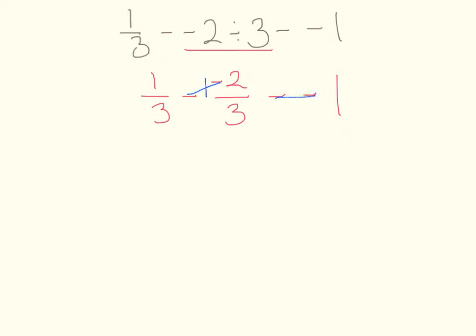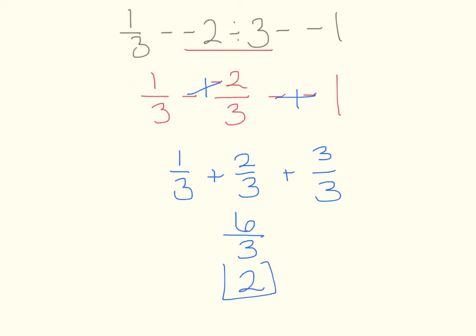Double negative, double negative. So 1 over 3 plus 2 over 3, and I'm going to change this to plus 3 over 3. Then when we add our numerators, 1 plus 2 plus 3 is 6 over 3, which can reduce to 2. Do make sure you reduce when you can.